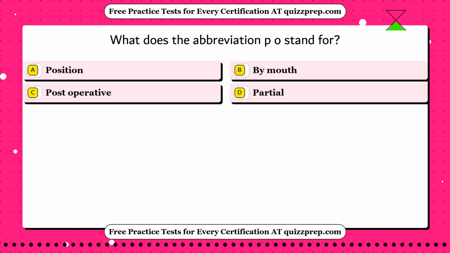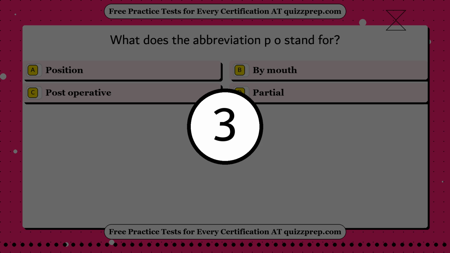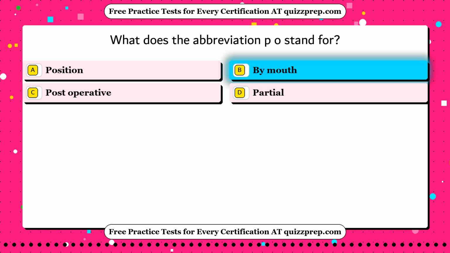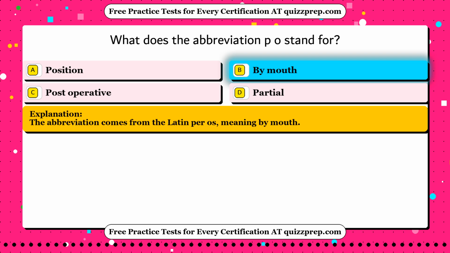Question 91. What does the abbreviation PO stand for? Option A, position. Option B, by mouth. Option C, postoperative. Option D, partial. The correct answer is option B, by mouth. The abbreviation comes from the Latin per os, meaning by mouth.